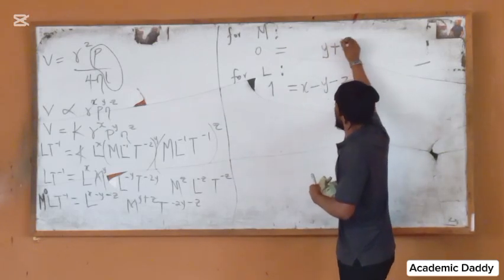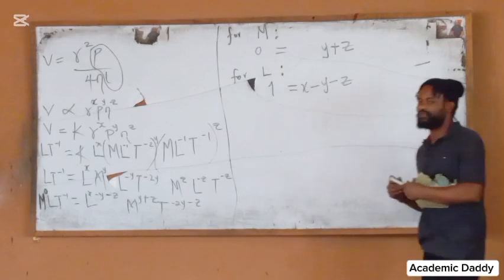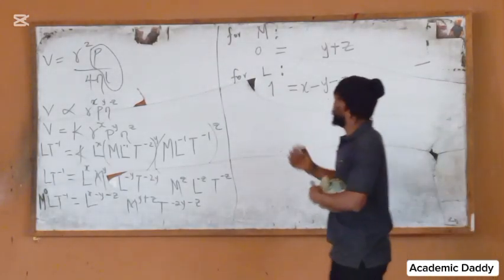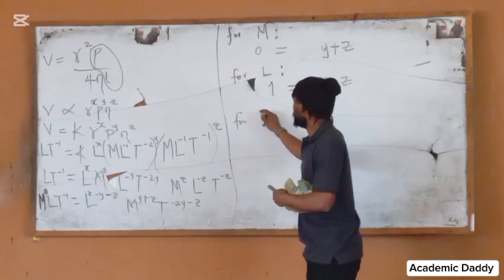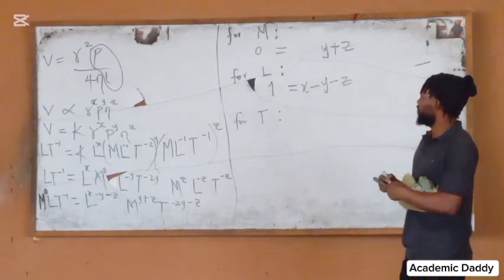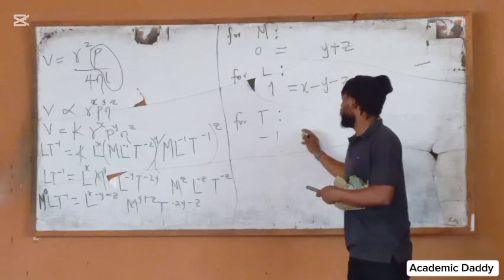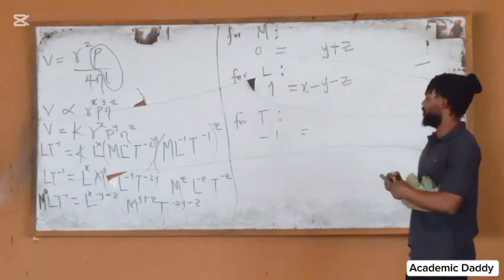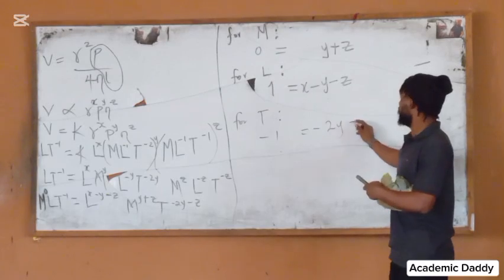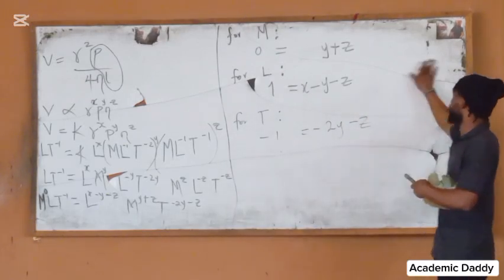You should notice that when you are learning something, you should be learning the pattern that is flowing, because I've seen something that will happen there. Oh yeah, for T, what do I have on the left hand side? Minus 1. Then right hand side, what do I have? Minus 2y minus z. Is it not true?